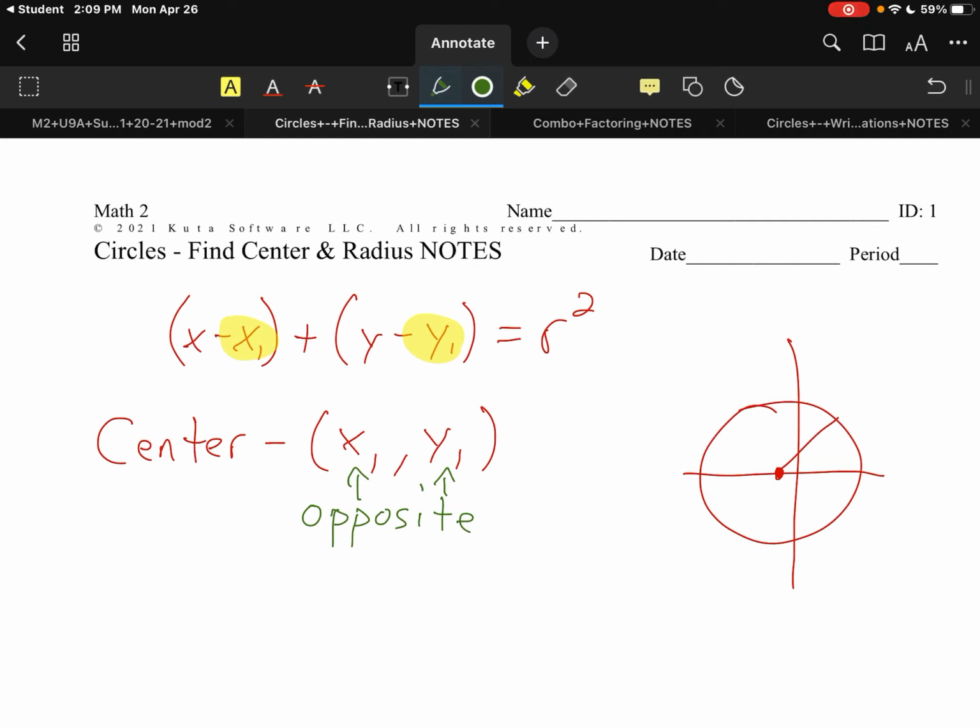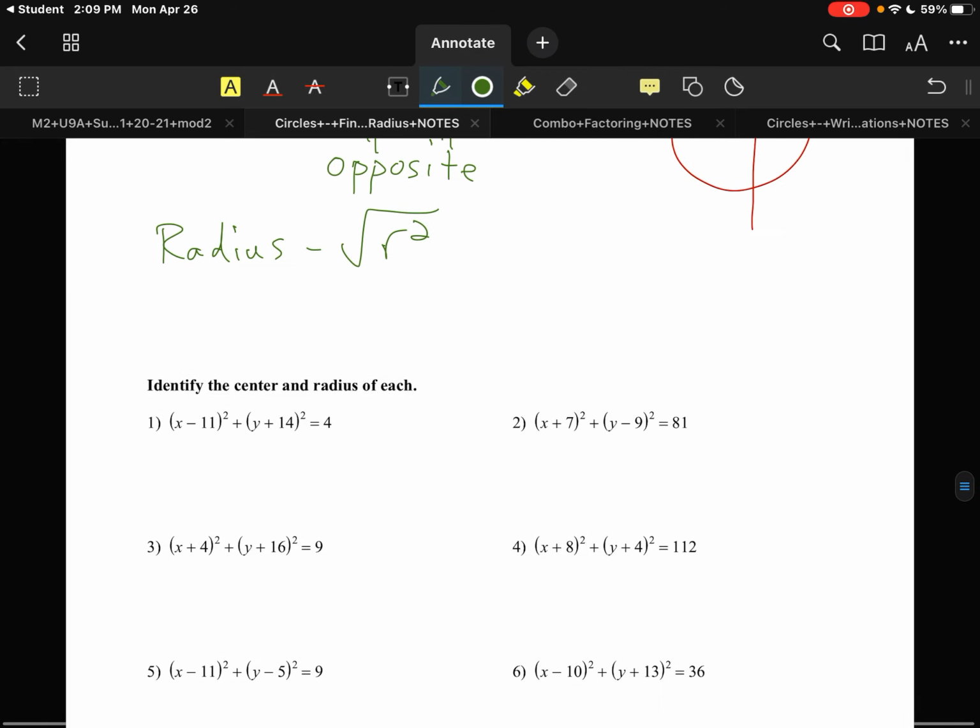The radius, so since it's radius squared, you need to square root the radius squared, okay? Because the squared and the root cancel each other out, so that's what you want to do. You need to square root this number to figure out what the radius is, all right? So there's your notes.